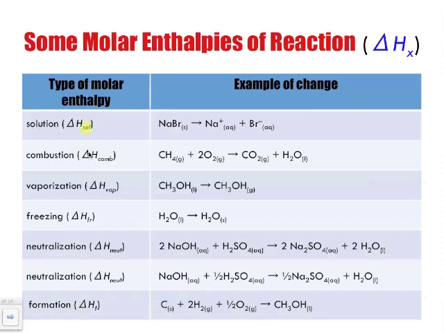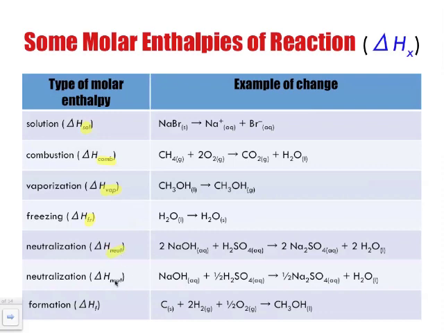So delta H solution. We just saw the combustion reaction again, so we write down combustion. So we want to know what kind. Here's another one. Type of molar enthalpy being vaporization. Delta H VAP for vaporization. We are converting this from a liquid to a gas. So vaporization. Freezing, FR, right, when we are converting this liquid into a solid. So what is the enthalpy change that will occur here for freezing?